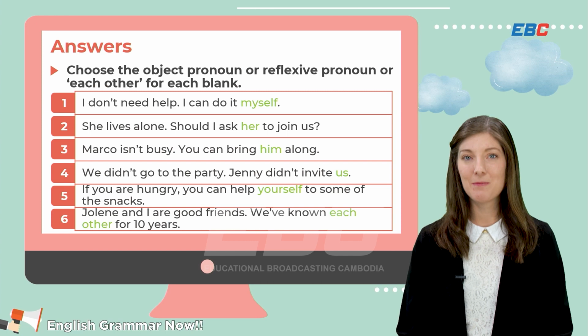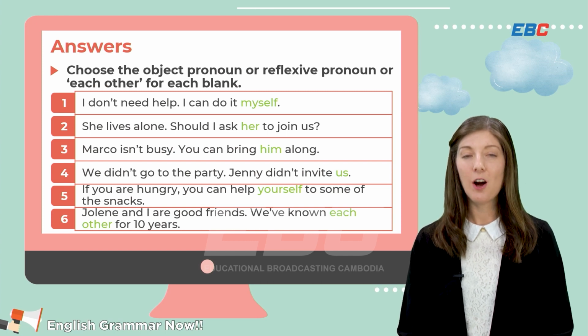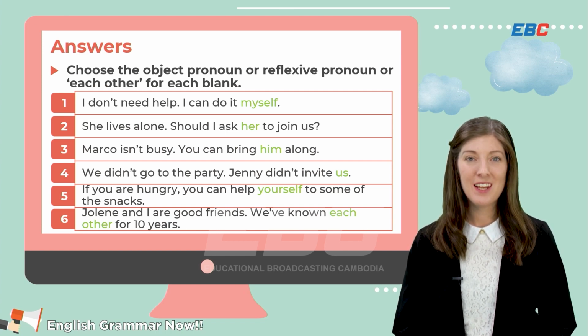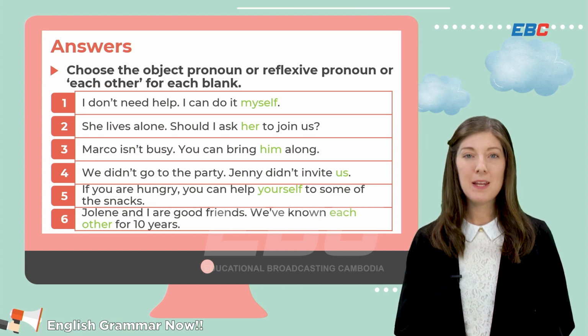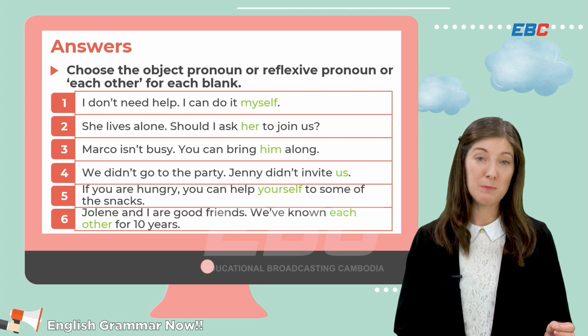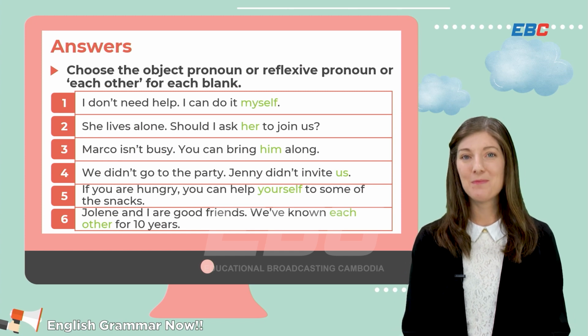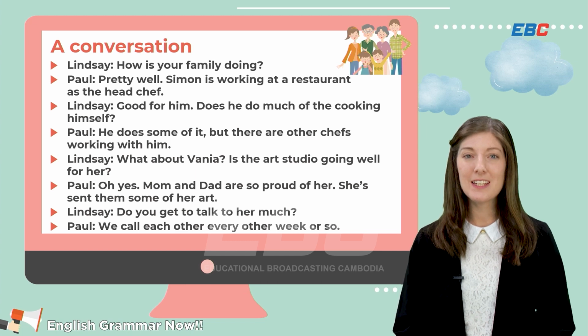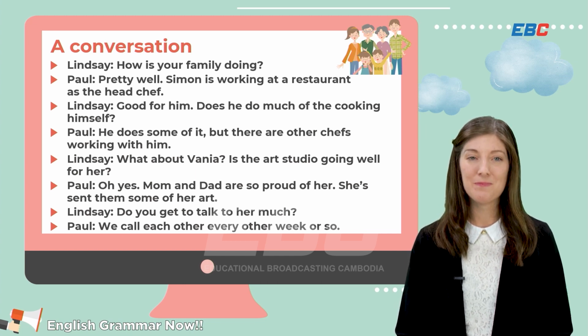Number 6, Jolene and I are good friends. We've known each other for 10 years. Did you catch that last one? Using each other makes it clear that I know Jolene, but also Jolene knows me. Great job! Here's a conversation to see how these pronouns might be used in everyday speech.